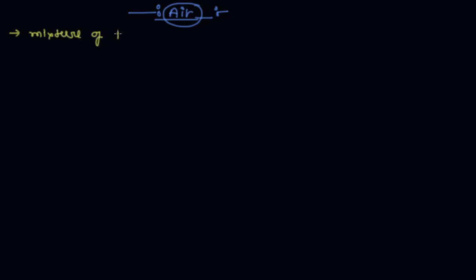a mixture of many gases like nitrogen, oxygen, carbon dioxide and water vapor. So air is generally a mixture of N2, O2, CO2 and water vapor. All living beings need oxygen to break down glucose molecules and get energy for their activity. This results in the production of carbon dioxide.